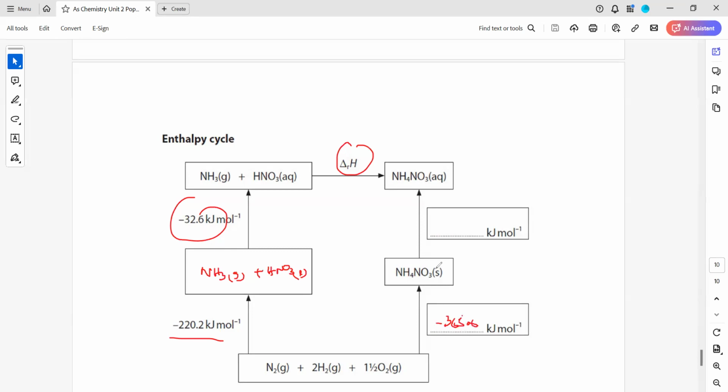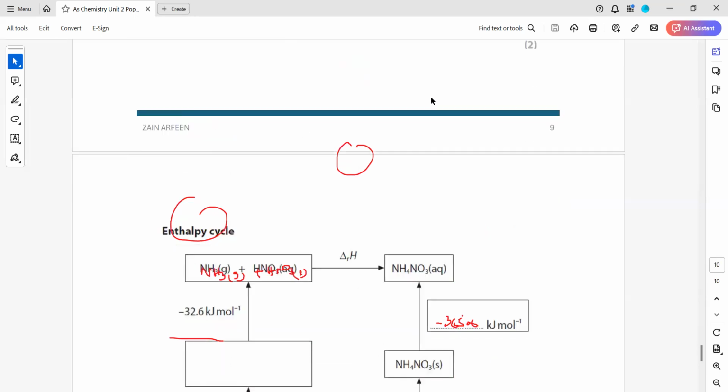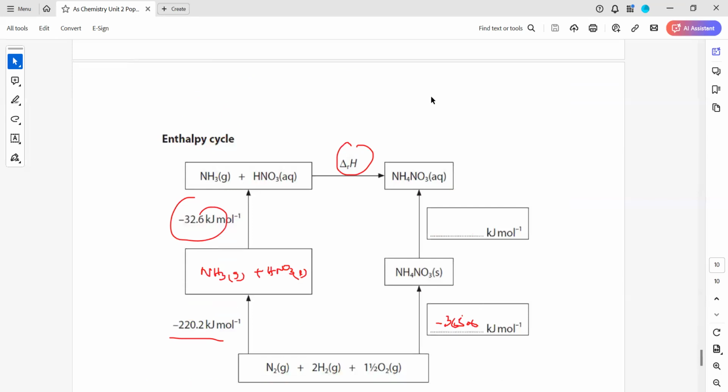365.6. And this is ammonium nitrate dissolving. So how much is it when ammonium nitrate dissolves? 25. So this will be 25. Now, how do we start a cycle? Where the two arrows are pointing in, that is the end of the cycle. Where the two arrows are pointing out, that is the start of the cycle.